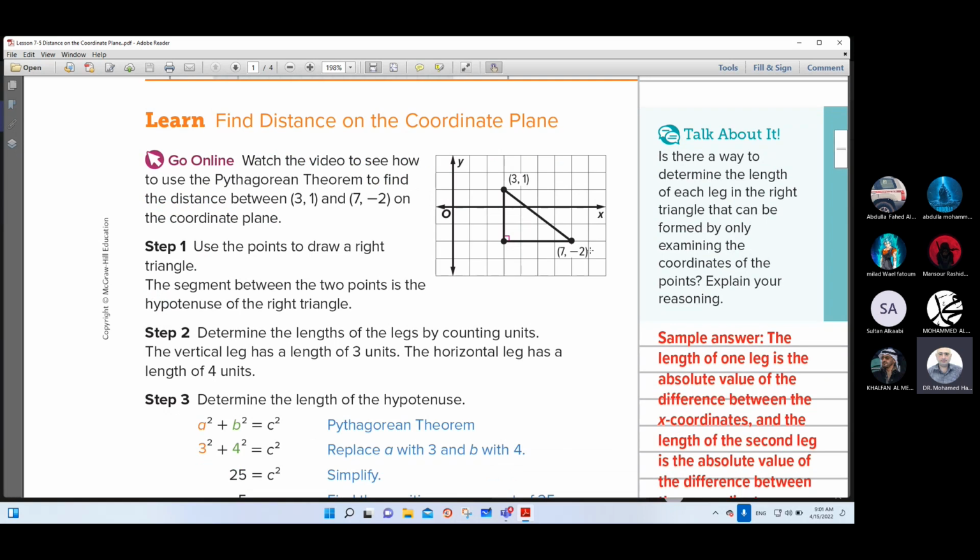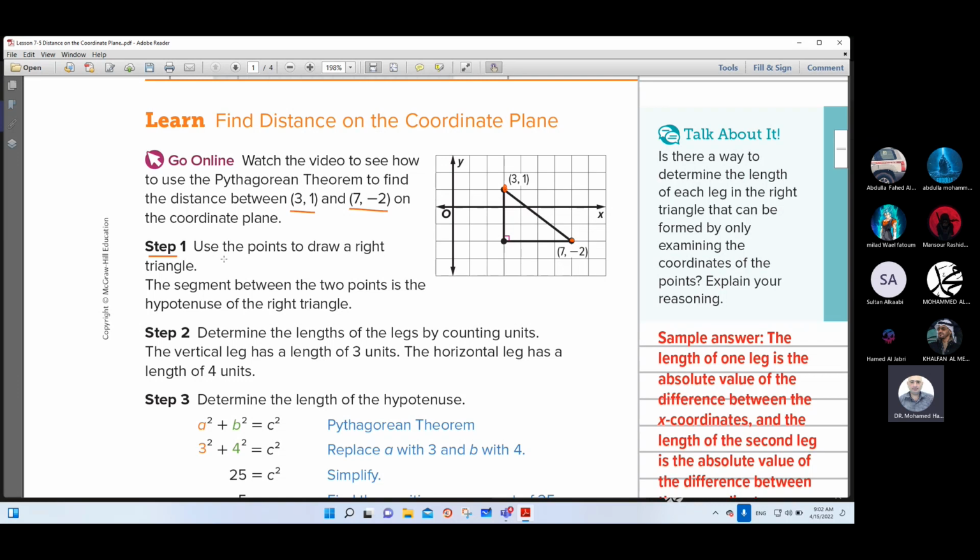The first idea in this lesson, find distance on the coordinate plane. As you see here, use the Pythagorean theorem to find the distance between (3, 1), the first ordered pair, this is the first point, and (7, -2). So we want to find the distance between the 2 points here on the coordinate plane. The first step, use the points to draw a right triangle.